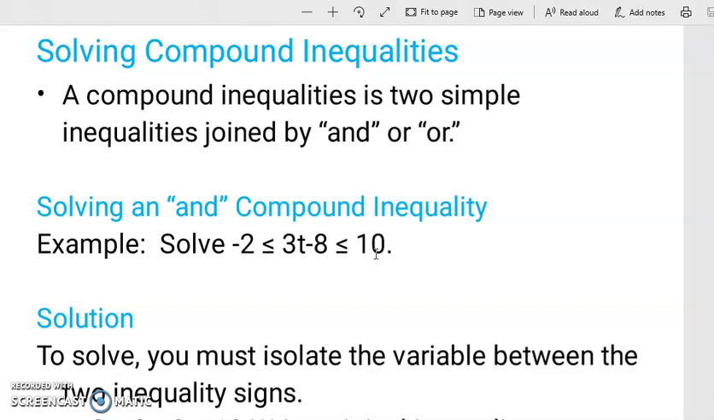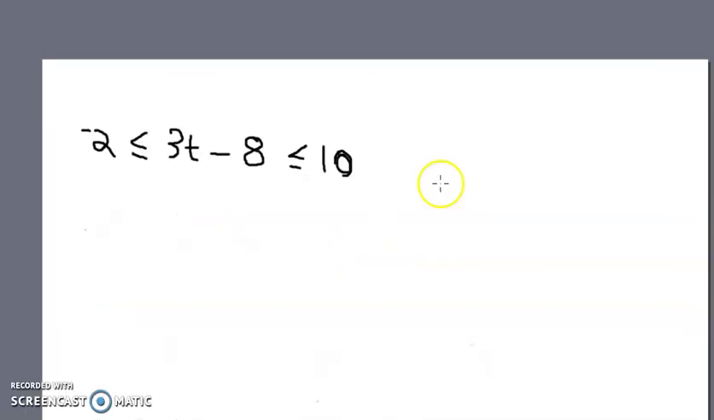When we are talking about compound inequalities, these are inequalities that are joined by using "and" or "or". As written here, the thing is easy. Let's solve this one so that you can understand. We are starting by solving a compound inequality with "and".